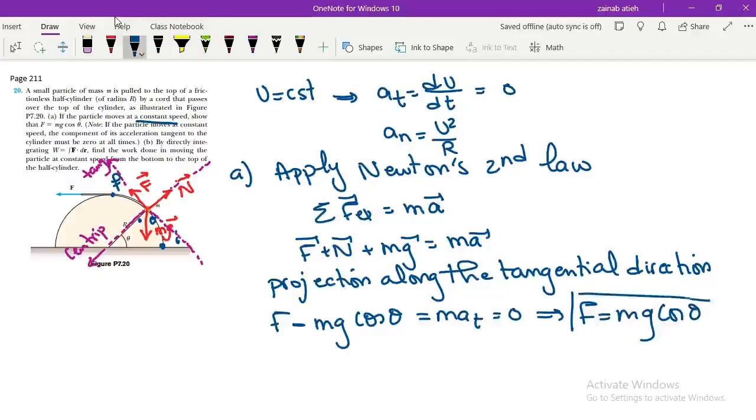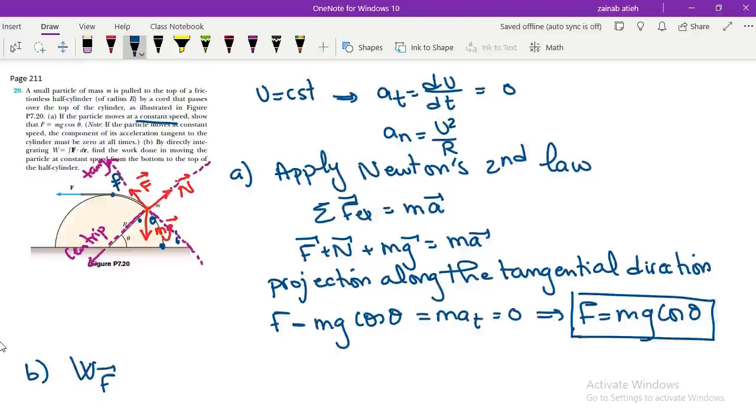This is the thing he was asking about. In the second part he says find the work when we move the particle from the bottom till the top of the half cylinder. So B, we're searching for the work of F. Remember that if my force is not constant, it's variable, I have to use the integral form.